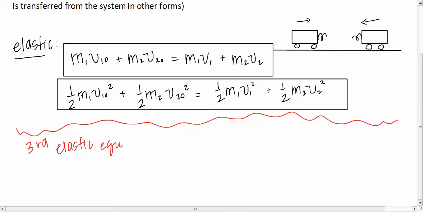What I want to do is eliminate the mass, that's my ultimate goal. So I'm going to look at the energy equation first. The first thing I see I can do here is simplify it by multiplying by 2 on both sides. If I multiply that conservation of kinetic energy equation right here by 2, then I would have m1 v1 naught squared plus m2 v2 naught squared is equal to m1 v1 squared plus m2 v2 squared.